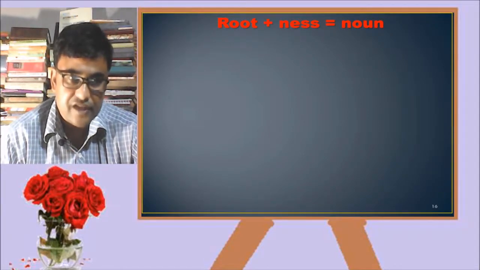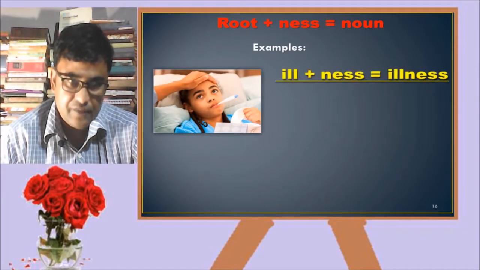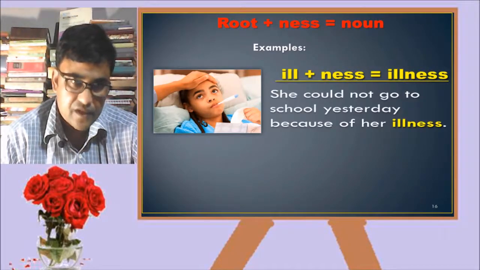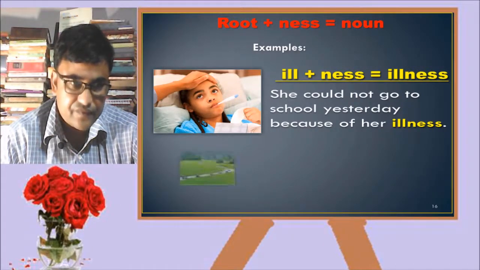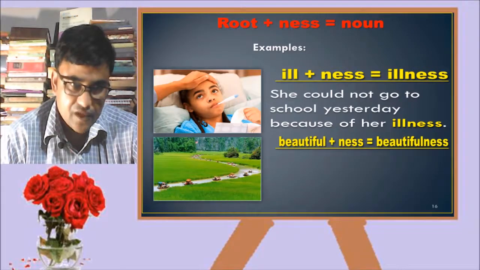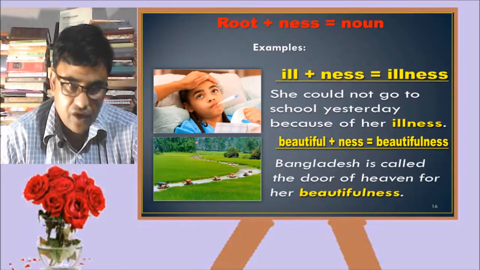Root plus ness equals noun. Examples. Look at the picture first. Ill plus ness equals illness. She could not go to school yesterday because of her illness. Look at another picture. Beautiful plus ness equals beautifulness. Bangladesh is called the door of heaven for her beautifulness.